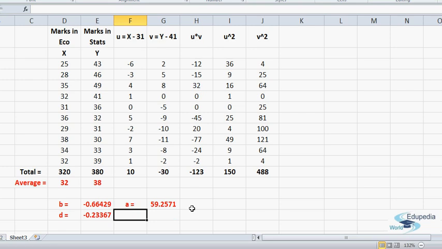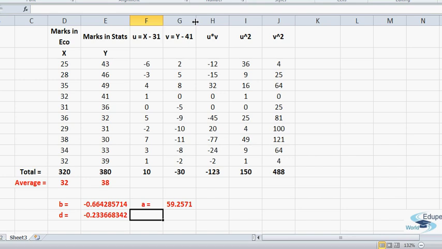Now in case you would have approximated this as minus 0.66, rounding it to 2 decimal places, then this will change slightly. So no worry about that. It's just an error which you get because of rounding. In case you do not round, you'll get the whole value here like this. The values are even bigger.